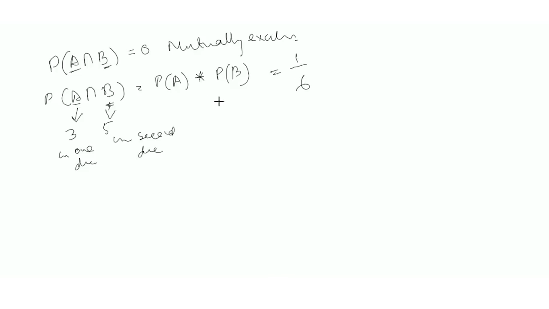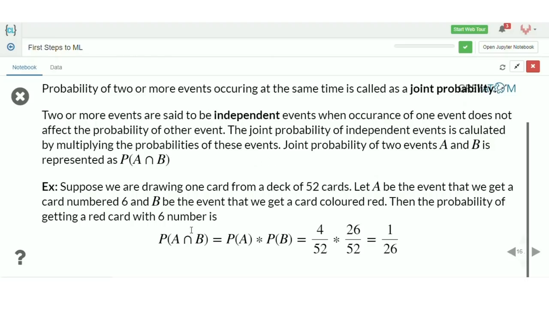So that is probability of A, which is 1/6. Probability of 3 coming up in 1 die is 1/6, right? There are 6 possible options, and 3 is just one of them. And probability of 5 is also 1/6. So probability of 3 in the 1st die and 5 in the 2nd die is basically 1/36. So that's the concept. Now if you apply the same logic out here.